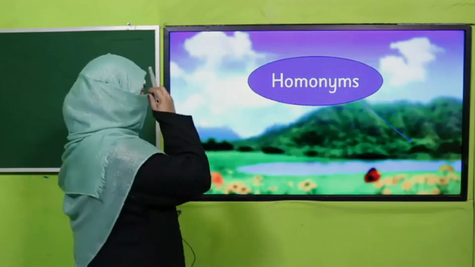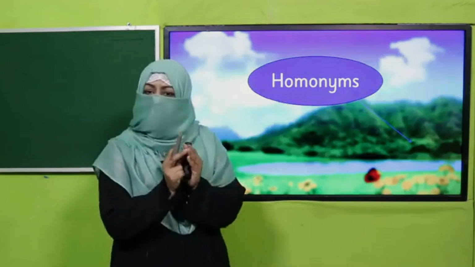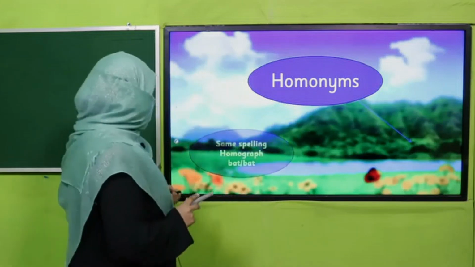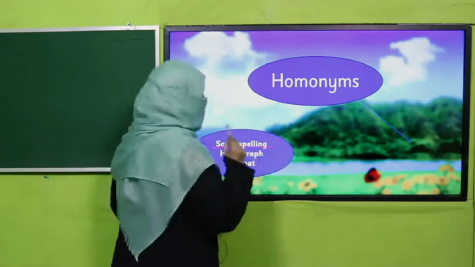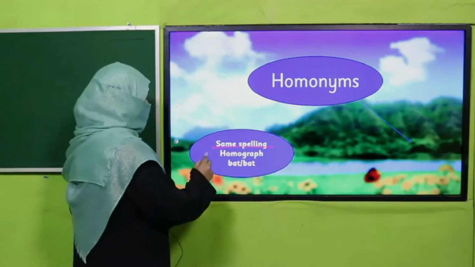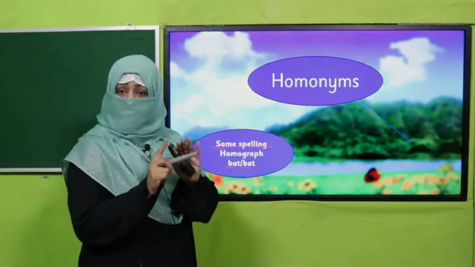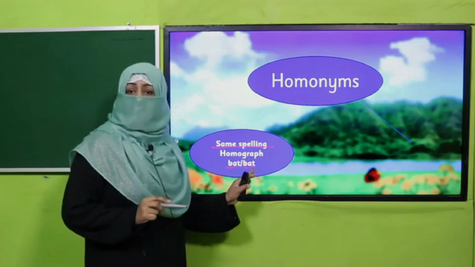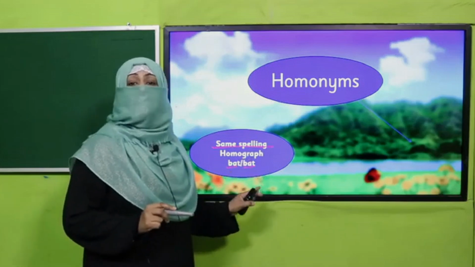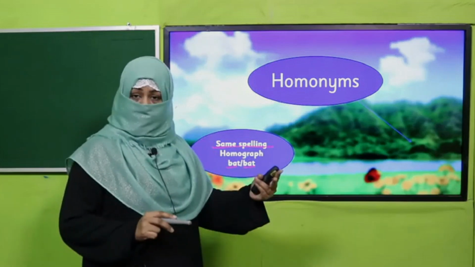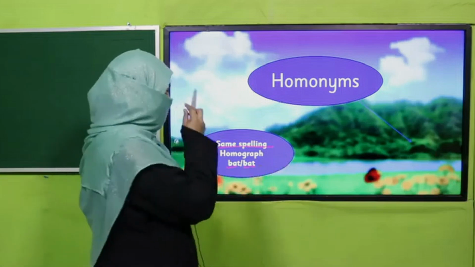I'm going to tell you further. Homonyms basically can be divided into two categories. One, they have the same spelling. Okay, for example, bat and bat. Why did I write it two times? The spellings are the same, but these two words can refer to two different things. Okay, I'll show you the picture of these words.